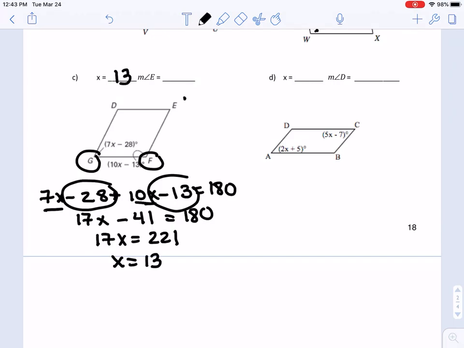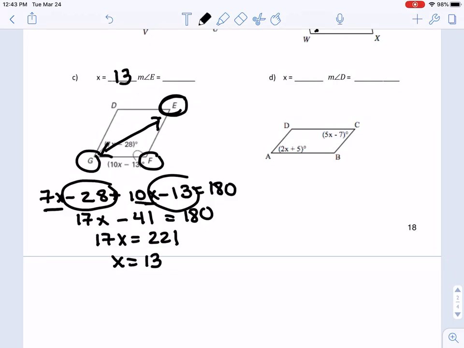Now the question here is find this angle right here. But notice I don't have this angle. There's a couple ways you can do this. I don't have either of these numbers either. So you're going to have to take this x and plug it into one of these. It's up to you. I'm going to use the idea that these two angles have to be the same. Opposite angles are congruent. So if I could figure out what angle G is, then that's going to be the same measure for angle E.